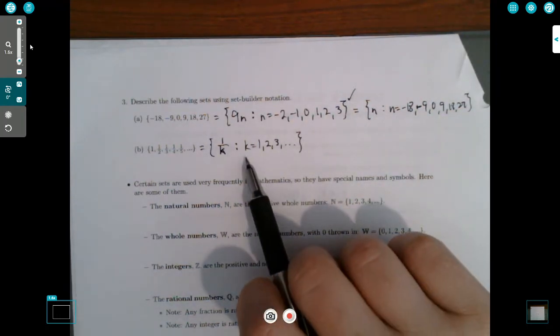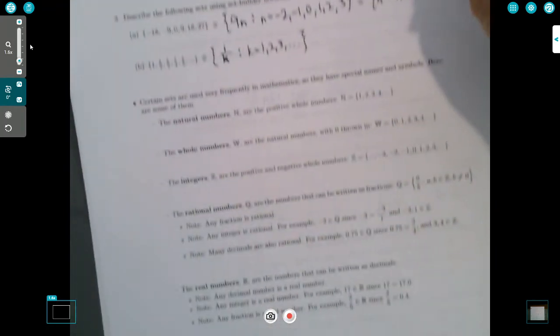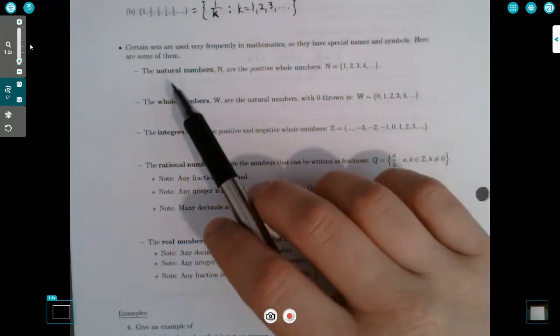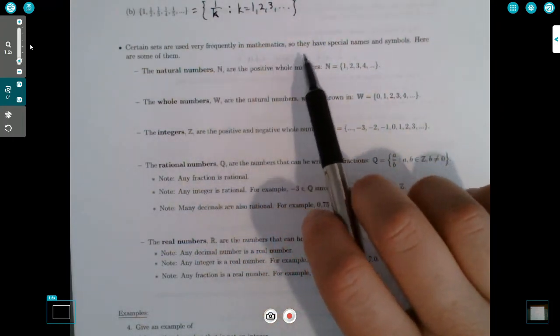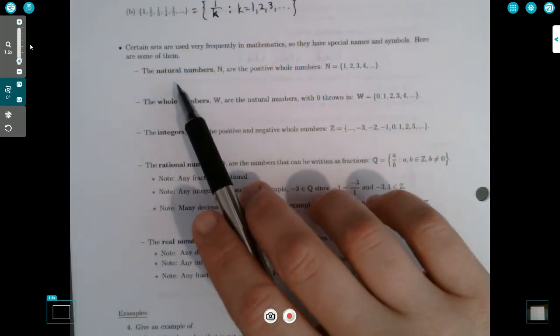So here's a better way to describe this kind of set. It's to describe it in terms of sets that we commonly use. Certain sets are used very frequently in mathematics, and so they have special names and symbols. Okay, and so here are some of them.